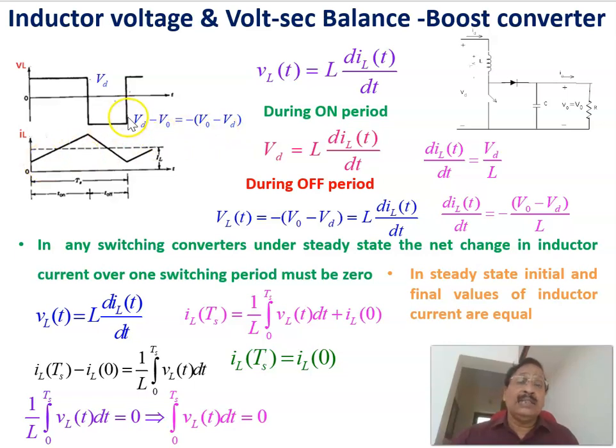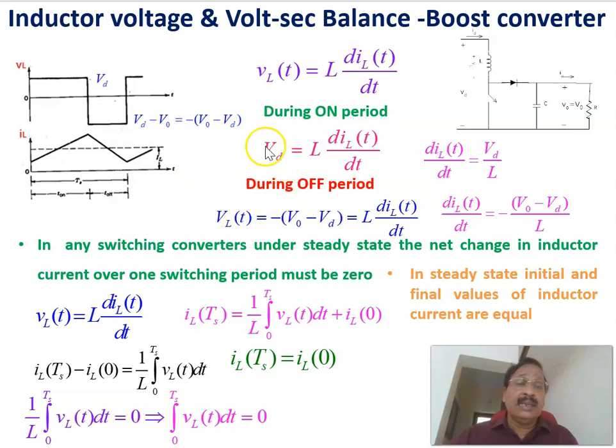And the corresponding current through the inductor I also already explained. Since the voltage is positive, the current has a positive slope. And when the voltage across the inductor is negative, it has a negative slope. Therefore, this is the inductor current. And of course, this is the average inductor current.